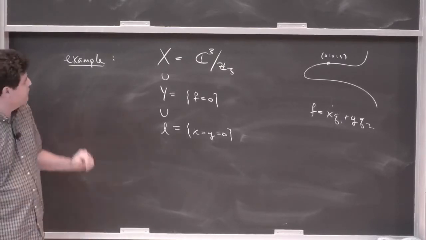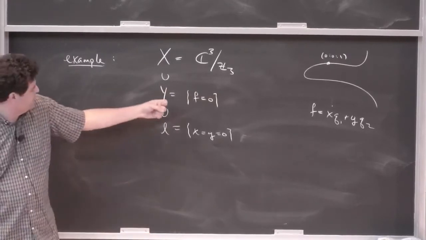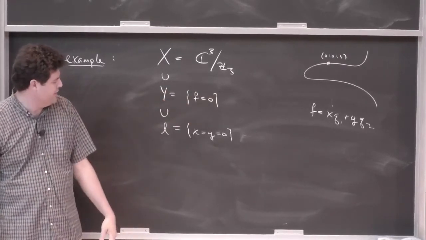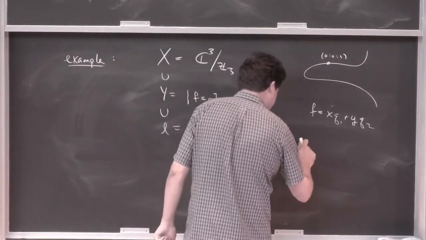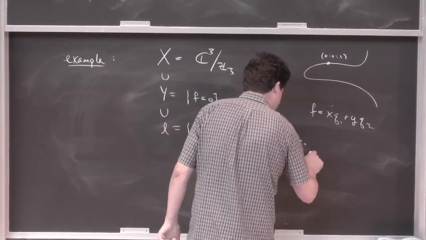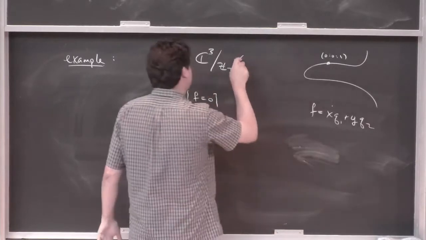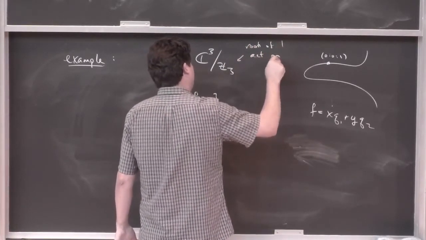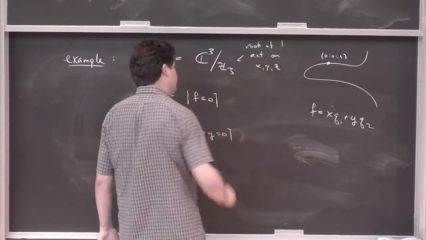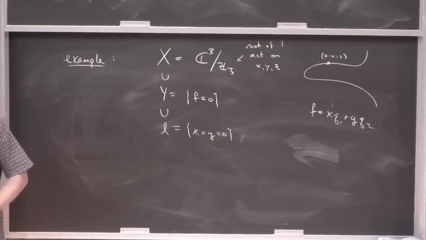So why is the Z3 equivariant OK? This equation is Z3 invariant. Remember, Z3 was given by roots of unity acting on x, y, z. So both of these sets are Z3 invariant, and so that's all right.